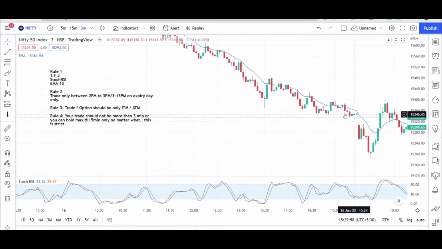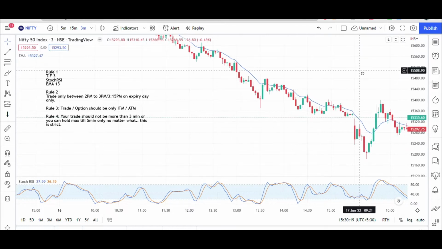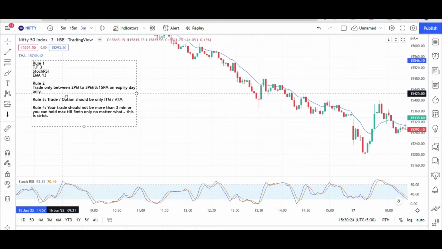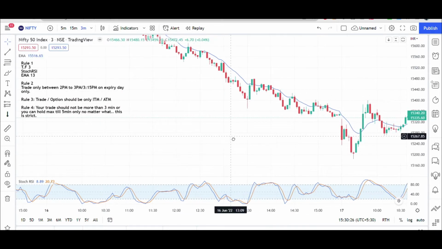But the nearer you go to 3 or 3:15, your trade holding times will become very short. It can become like 8 seconds, 10 seconds trades only. So this is your basic rule. One can take a screenshot, or I will take the screenshot and I will share it in the group as well. Okay, so now the first rule of trading.